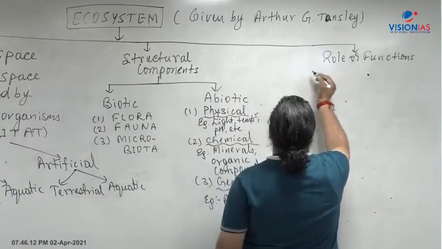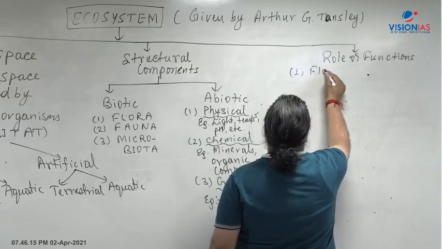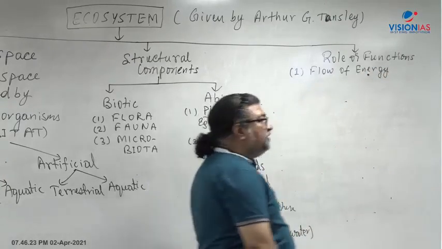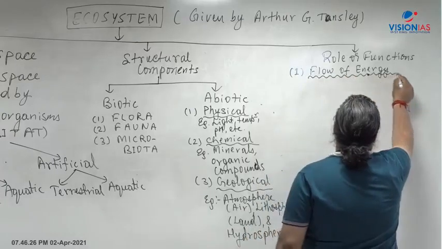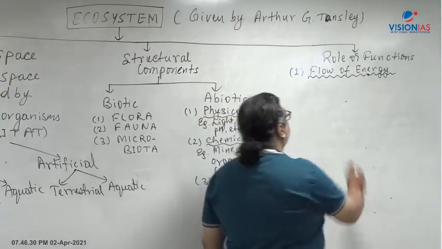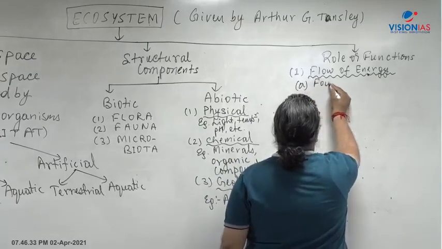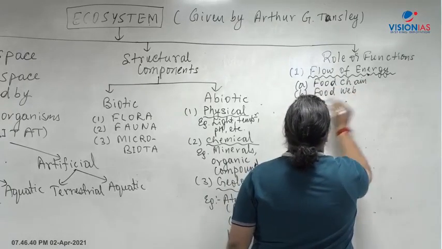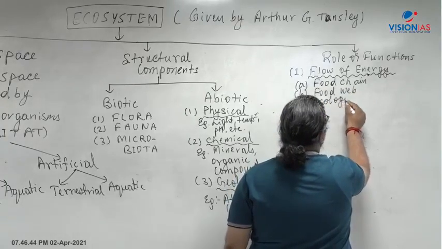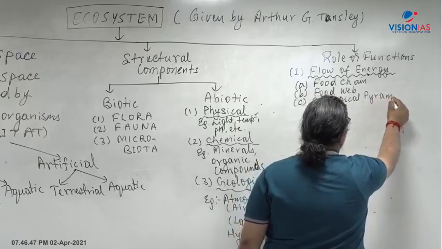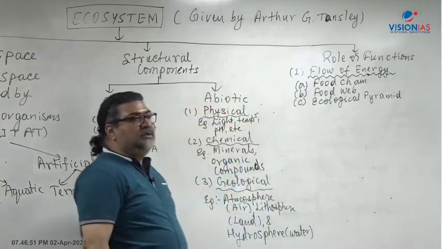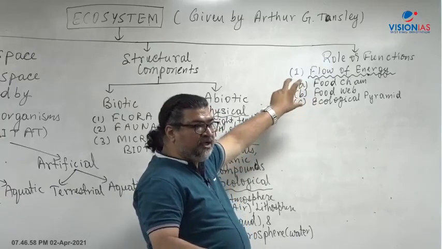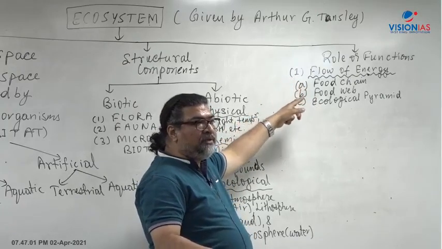So here in this role and functions, the first thing comes here, flow of energy. Now flow of energy in terms of feeding pattern, right, in terms of food and the feeding pattern. So that is studied under three models. Concept of food chain, right, concept of food web, and then there is a third concept called ecological pyramids. Natural ecosystem helps in the flow of energy, and that happens with the food, and that is studied in ecology by three concepts: food chain, food web, pyramids.